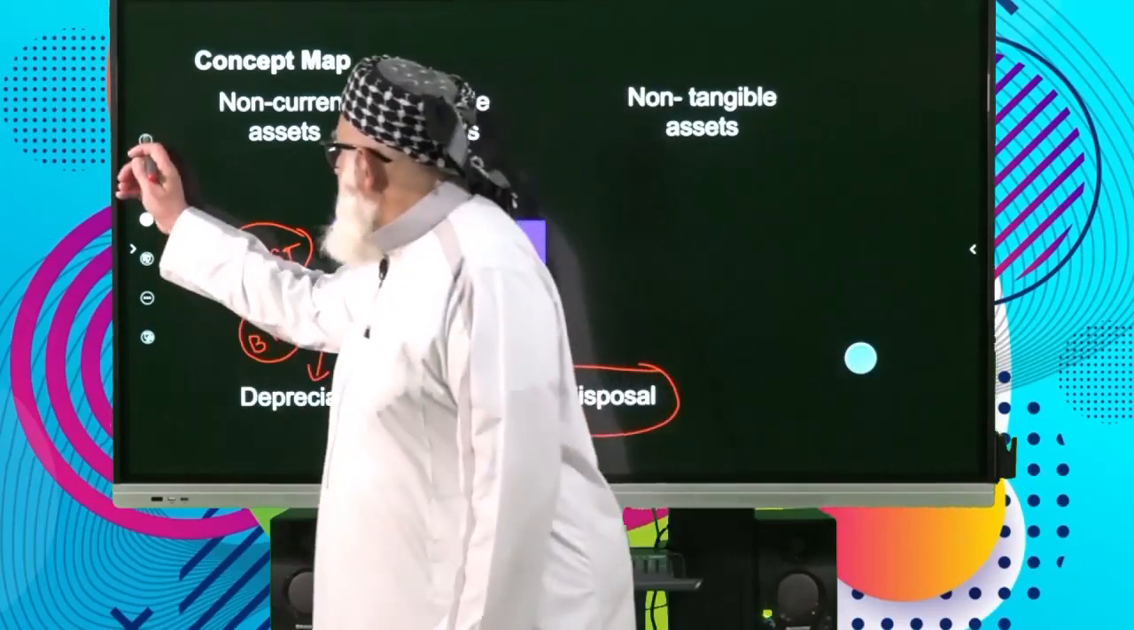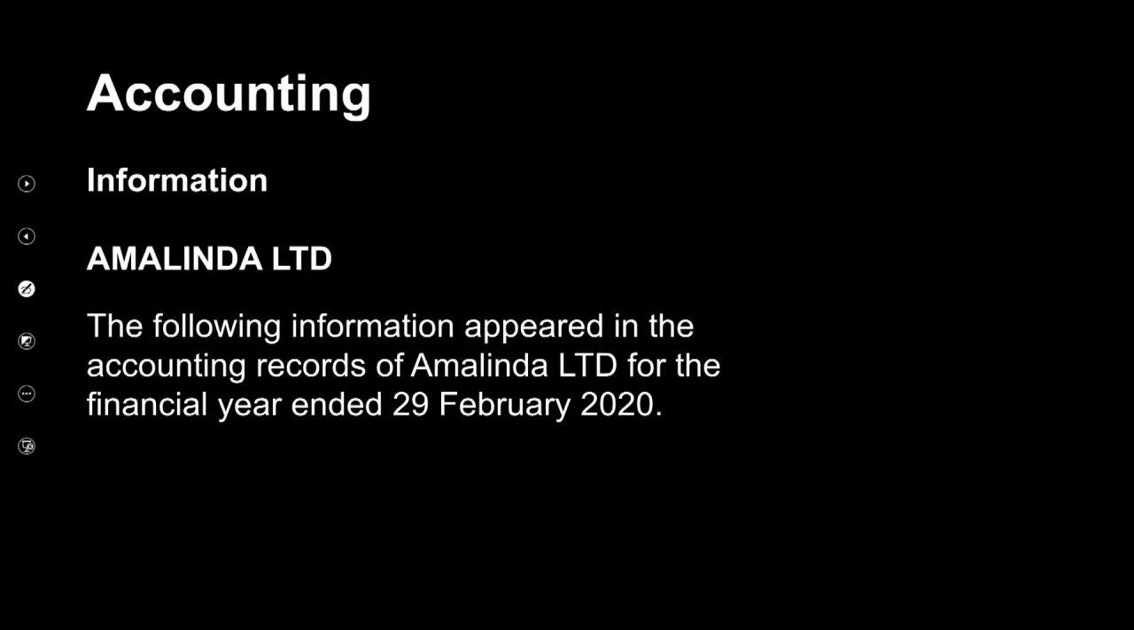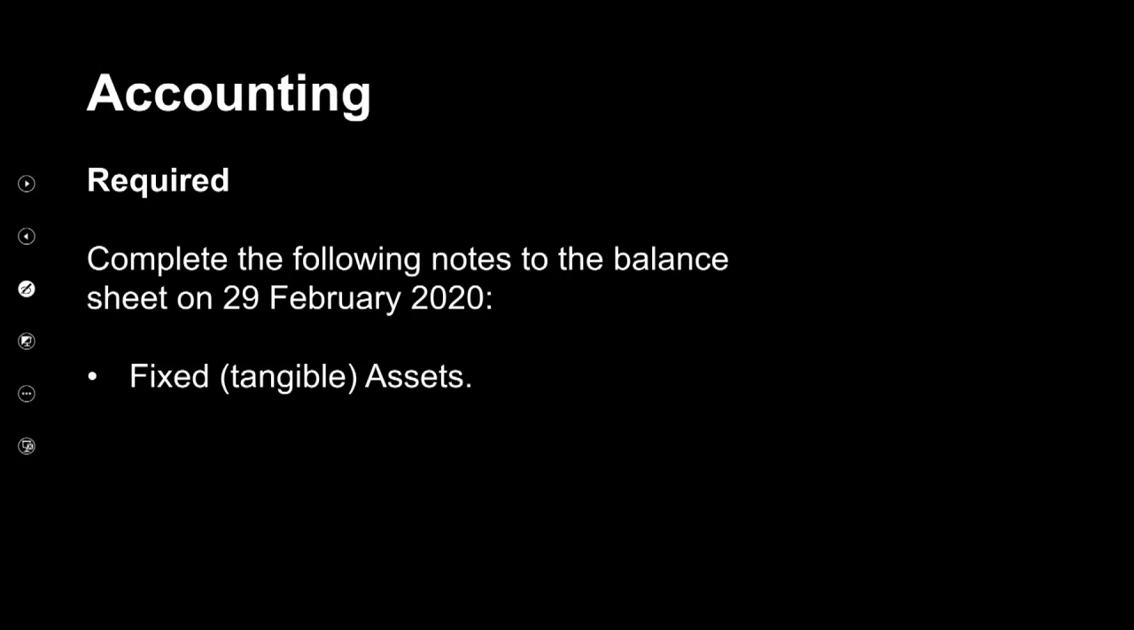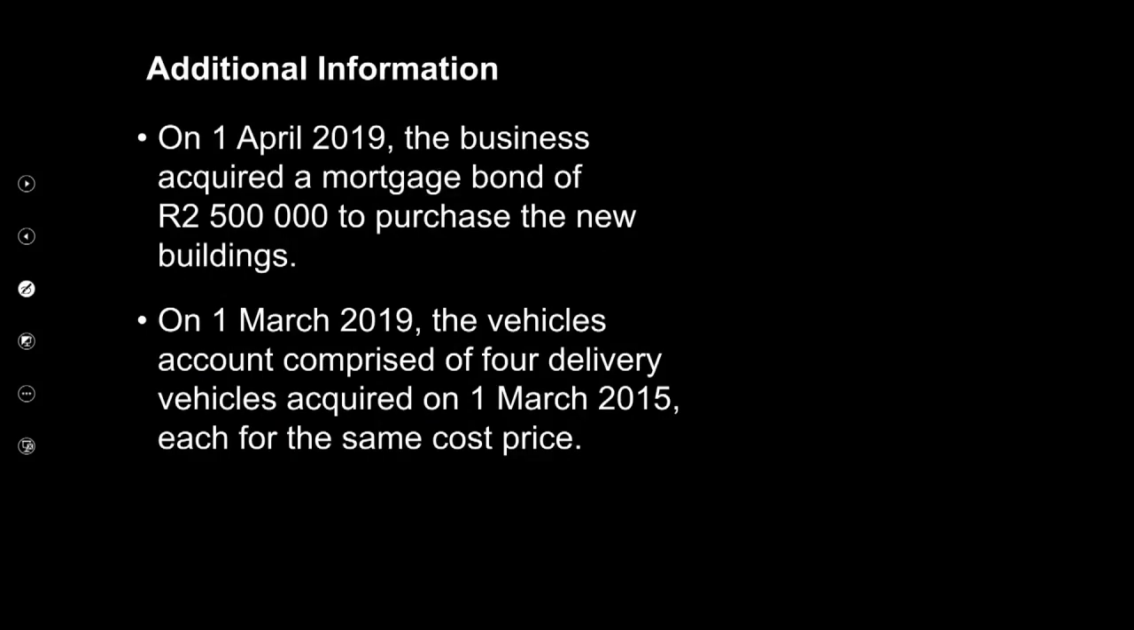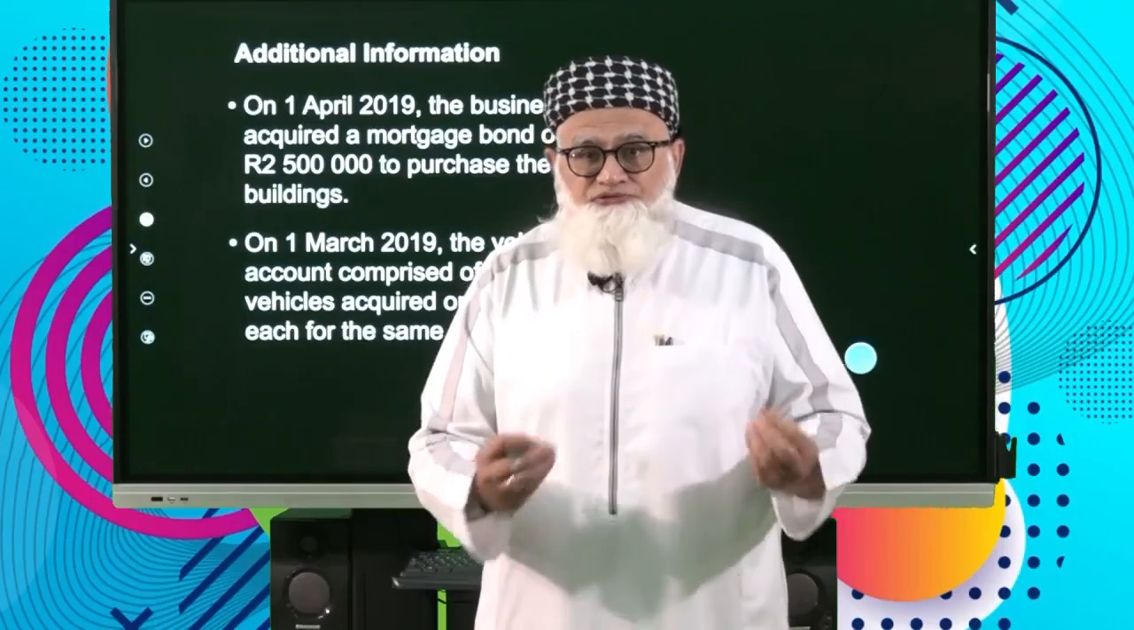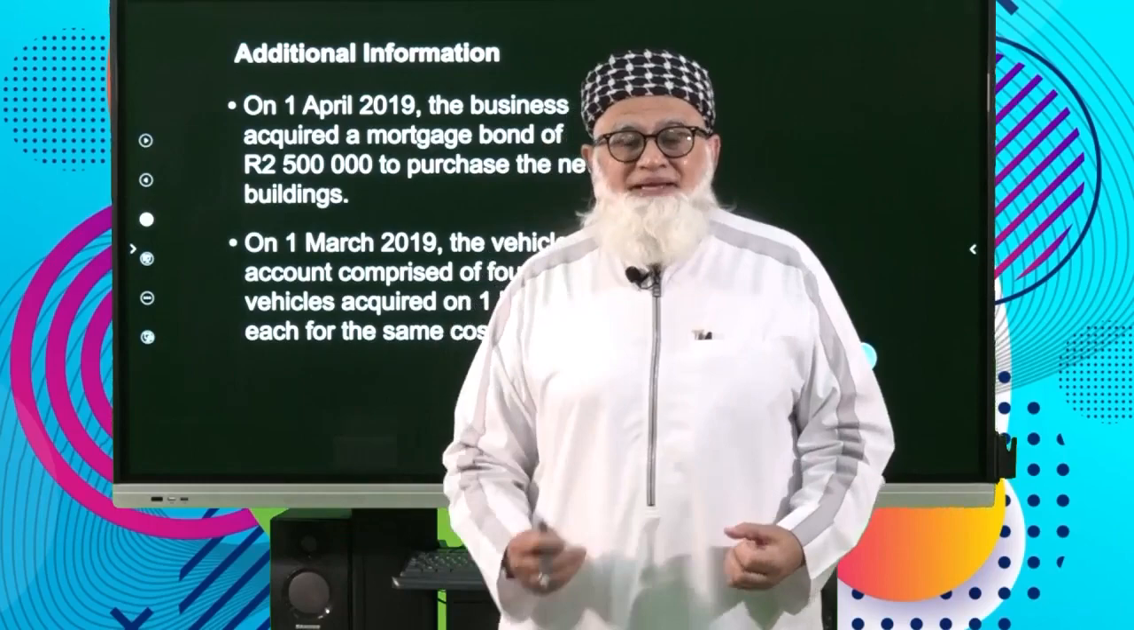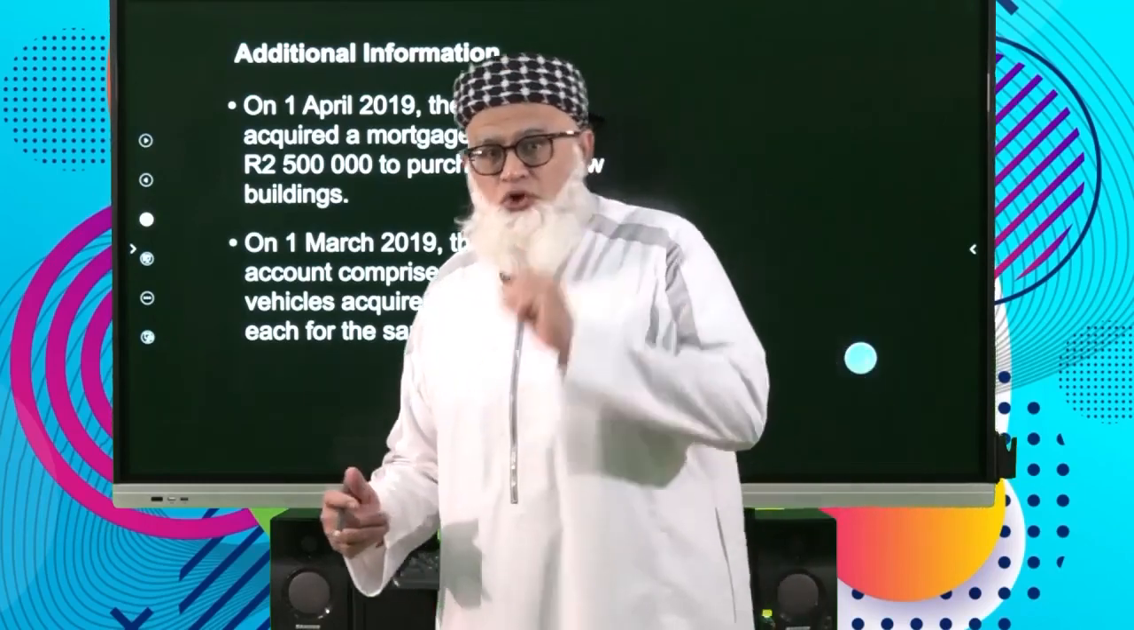Okay, now let's look at this information that we have here. It says here, Amalinda Limited. The following information appears in the accounting records of Amalinda Limited for the financial year ended 29th of February 2020. Okay, what is it that we have? We are asked to complete the note, which is your tangible assets note, and you will notice that they are giving you additional information. In other words, they're telling you, take the following information into account in order to complete that particular note. So, what do we know?